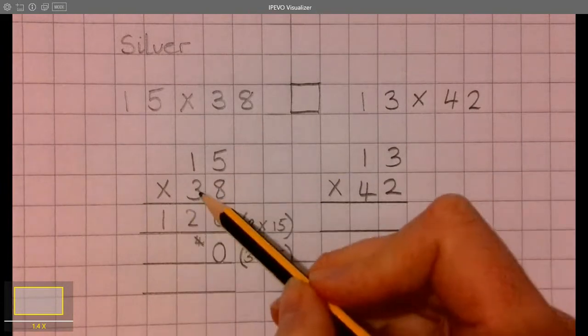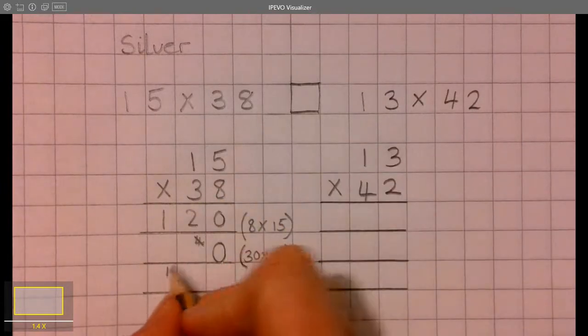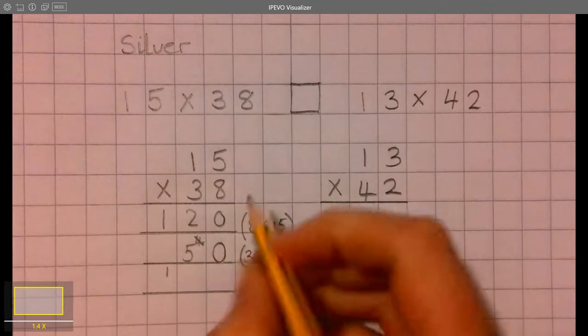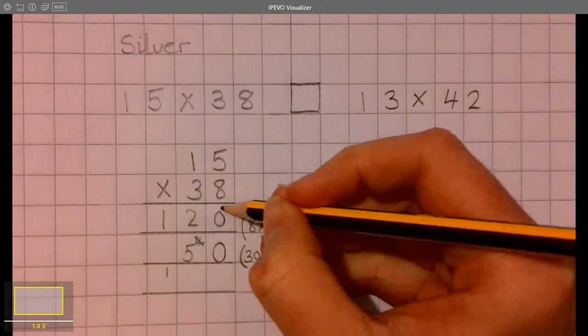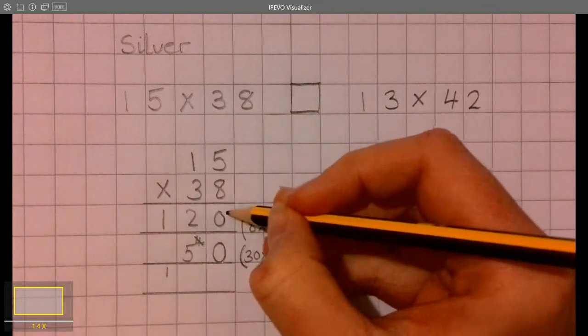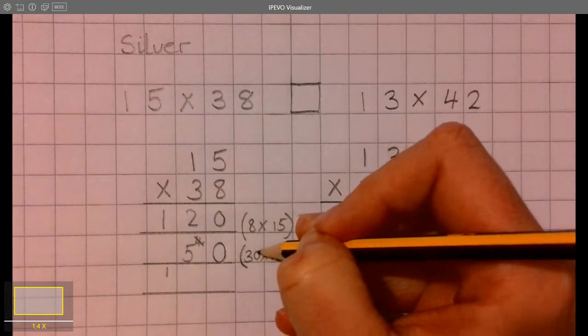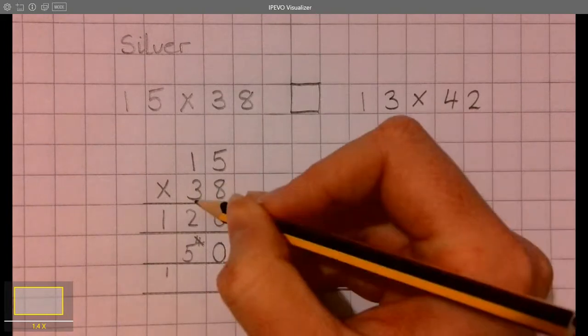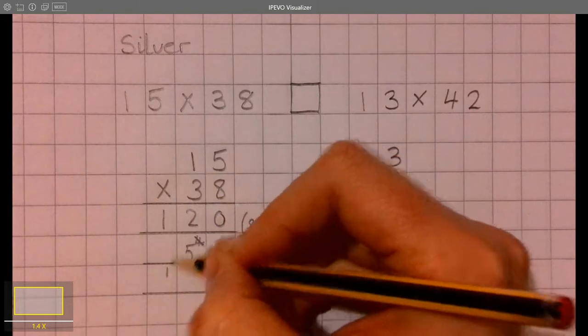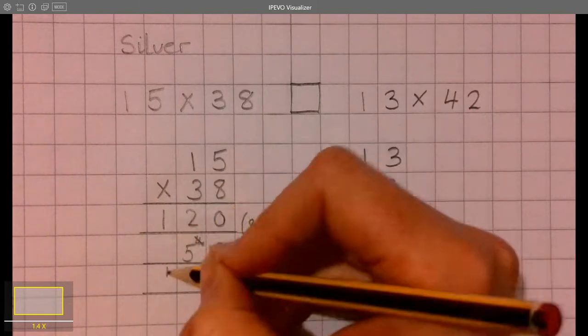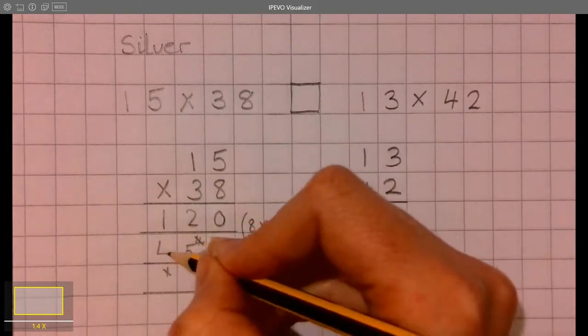Okay? So 3 times 5 is 15. Make sure when you put that 0 in, it's right underneath where your other answer is. Don't pop it over here, because then when you add up, you'll get the wrong answer. So 3 times 5 is 15, exchange under the line. 3 times 1 is 3, add on the 1 is 4.